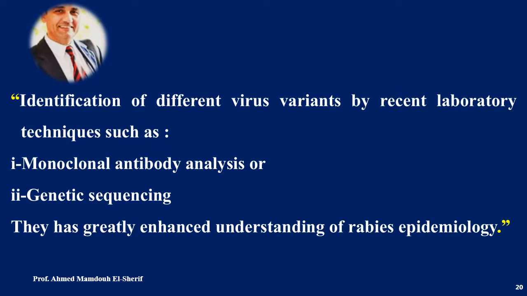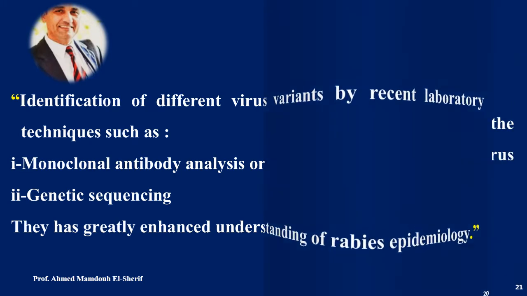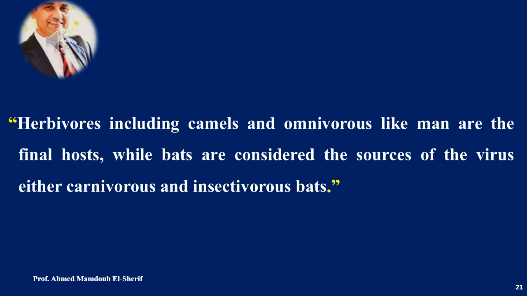Identification of different virus variants by recent laboratory techniques such as monoclonal antibody analysis or genetic sequencing has greatly enhanced understanding of rabies epidemiology. Herbivores including camels and omnivores like man are the final hosts, while bats are considered the sources of the virus, either carnivorous or insectivorous bats.